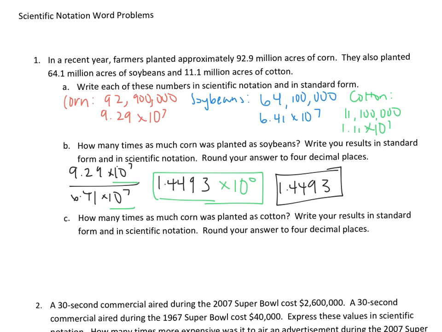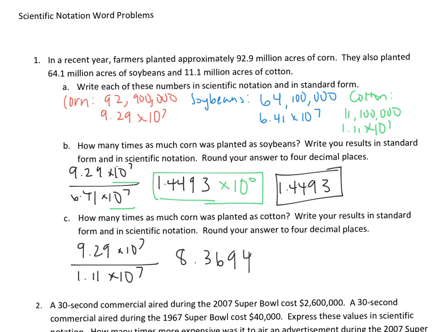Part C says, how many times as much corn was planted as cotton? Write your results in standard form and in scientific notation. Round your answer to 4 decimal places. So how many times as much corn was planted than cotton? I'm going to say 9.29 times 10 to the 7th divided by 1.11 times 10 to the 7th. And then 9.29 divided by 1.11 is 8.3694 if I round to 4 decimal places.